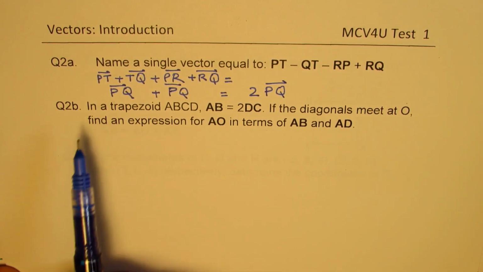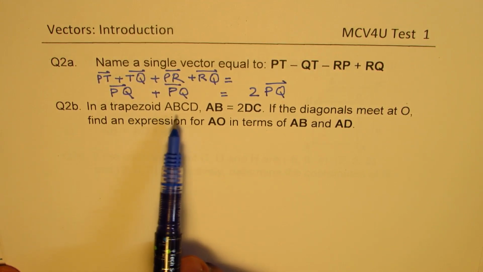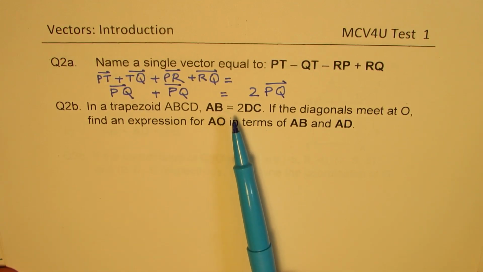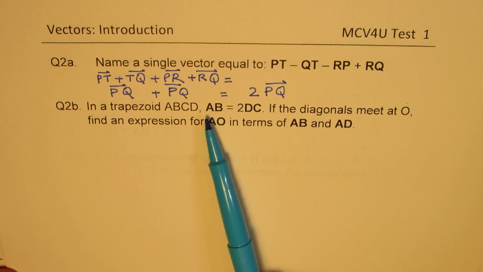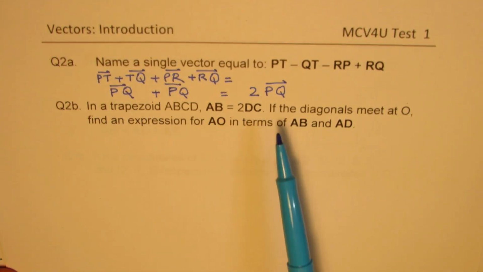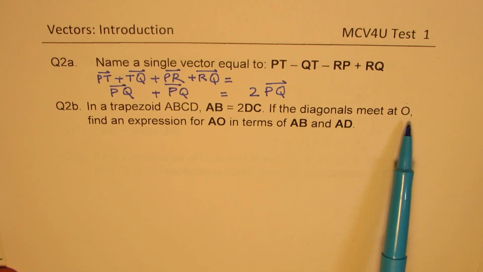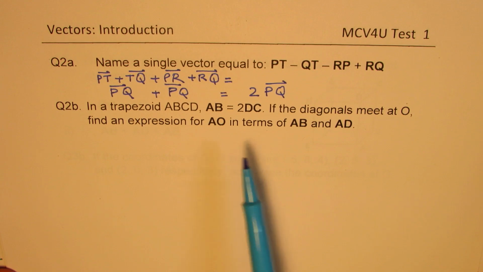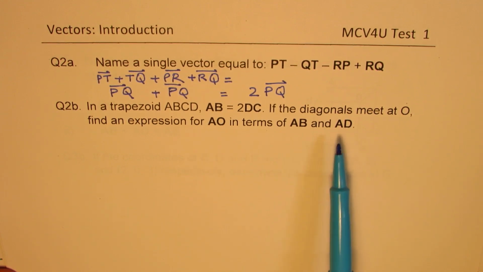Question 2b. In a trapezoid ABCD, AB equals 2 times DC. So AB is twice in length, but in the same direction. These are vectors. If the diagonals meet at O, find an expression for AO in terms of AB and AD.